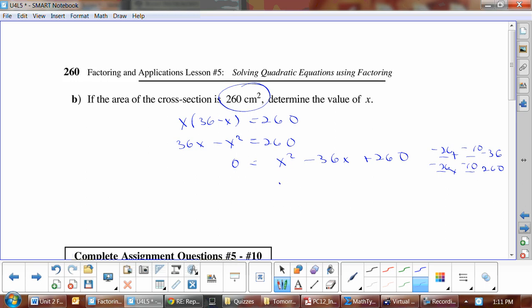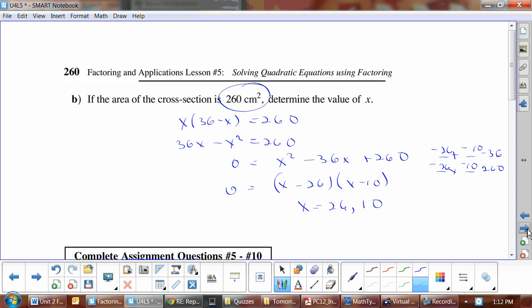Okay, so x minus 26, x minus 10. Now remember, I can go right to that because that is not a type 2 where I'm grouping. There's nothing in front of the x squared. So x equals 26 or 10. Now again, it could be both of them. It could be one of them. It could be none of them.